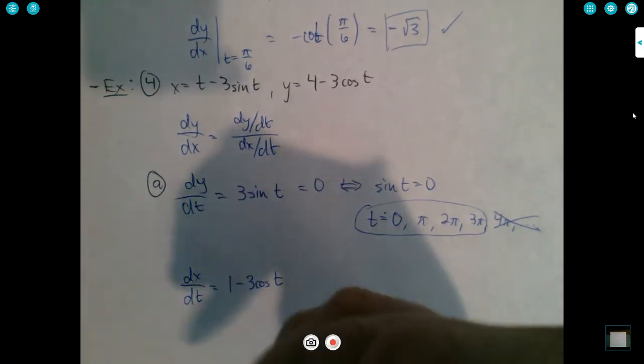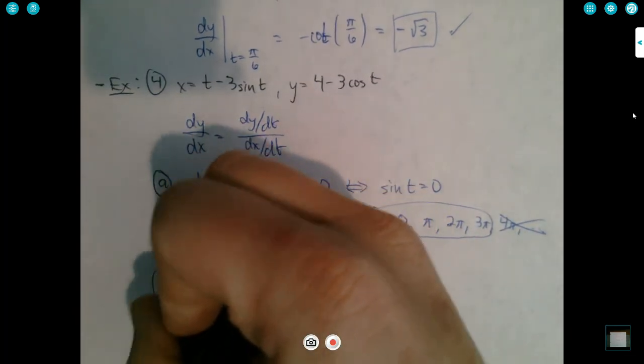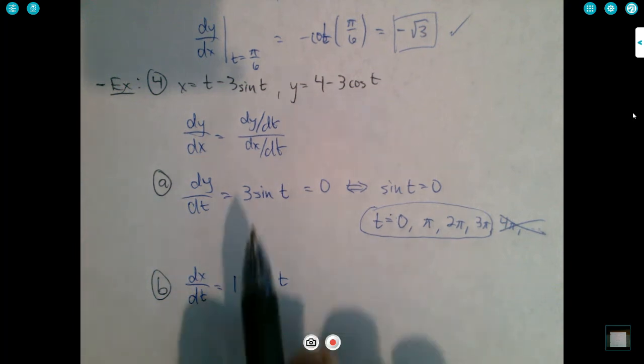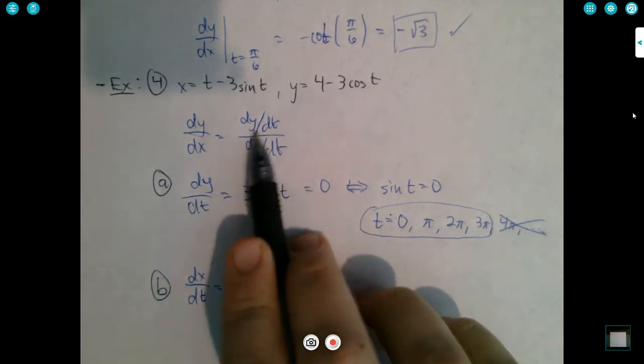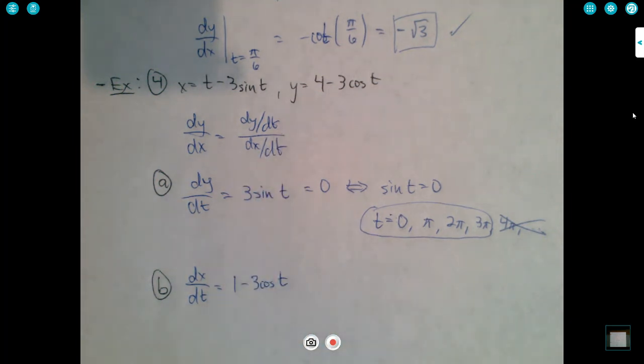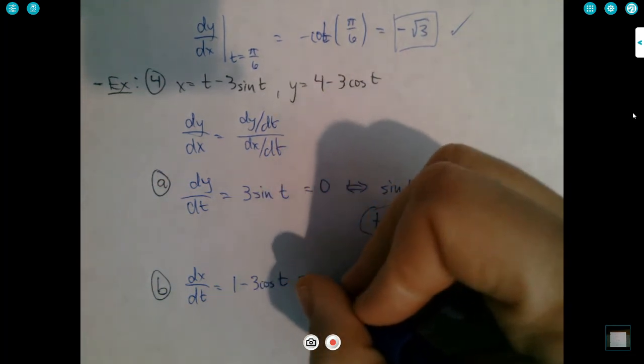Okay, so we might as well answer part B then. And I've already done part of the work, because for part B, we want to figure out where the thing is flying vertically. And it's flying vertically whenever dx/dt is equal to 0, assuming that dy/dt is not equal to 0 at the same point. So we need this thing to equal 0.